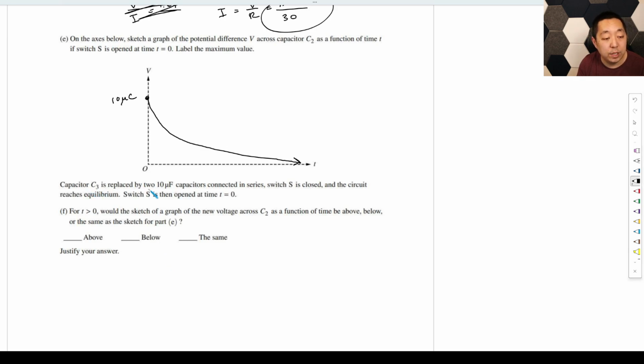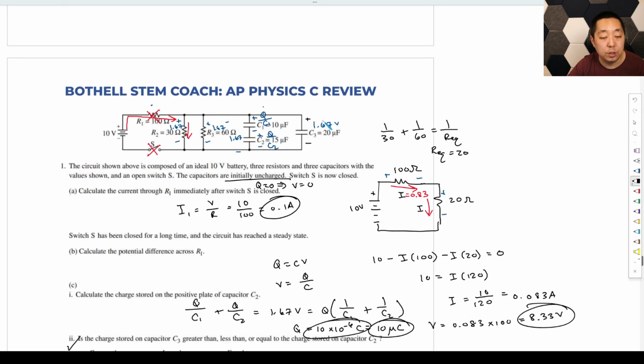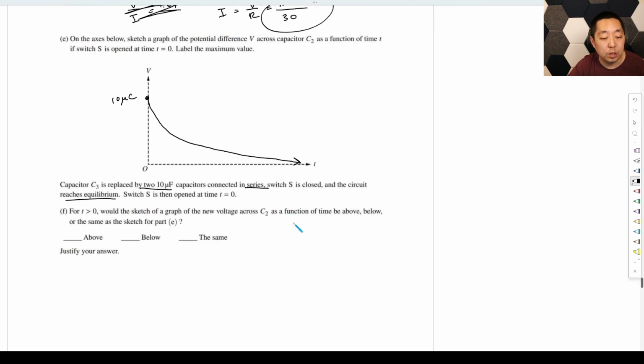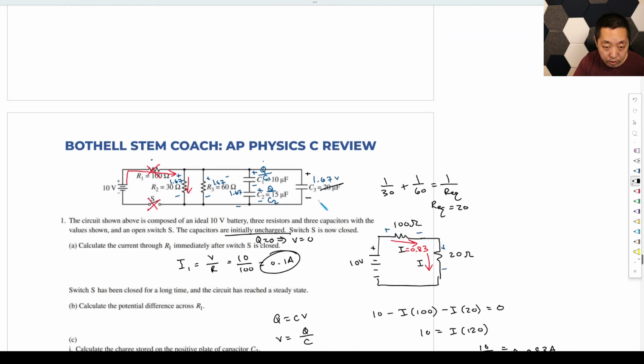Capacitor C3 is replaced with 2 microfarad capacitors connected in series when S is closed and the circuit reaches equilibrium. Switch S is opened at time t equals 0. So now we're doing the same scenario, except we're replacing this with two 10 microfarad capacitors in series. Would the voltage across C2 be the same or above for part E? So this is about the time constant. We want to know what's the difference when we make them. Actually, we've got to think about what the overall capacitance is going to be when you look at this circuit.